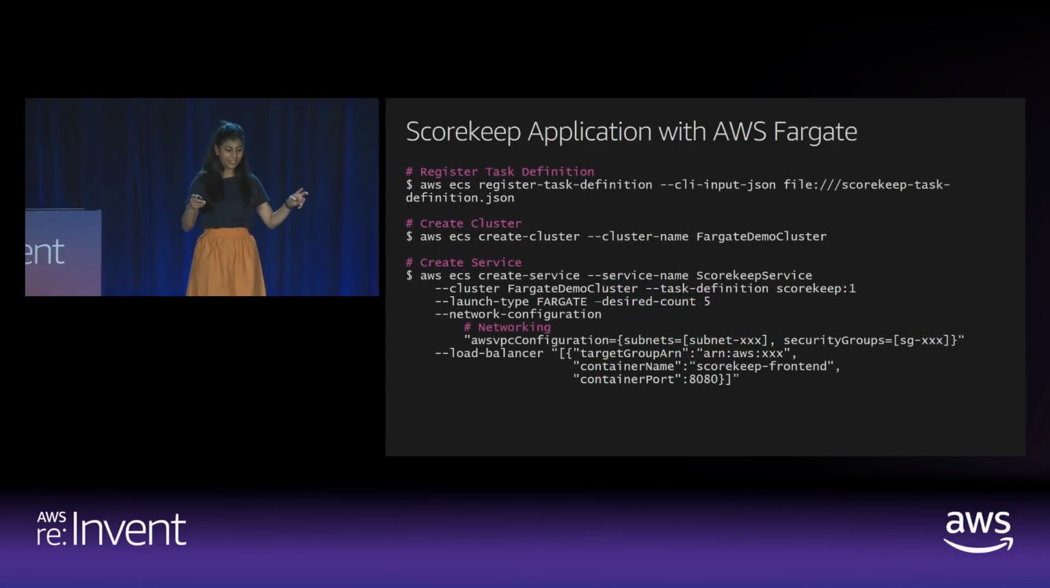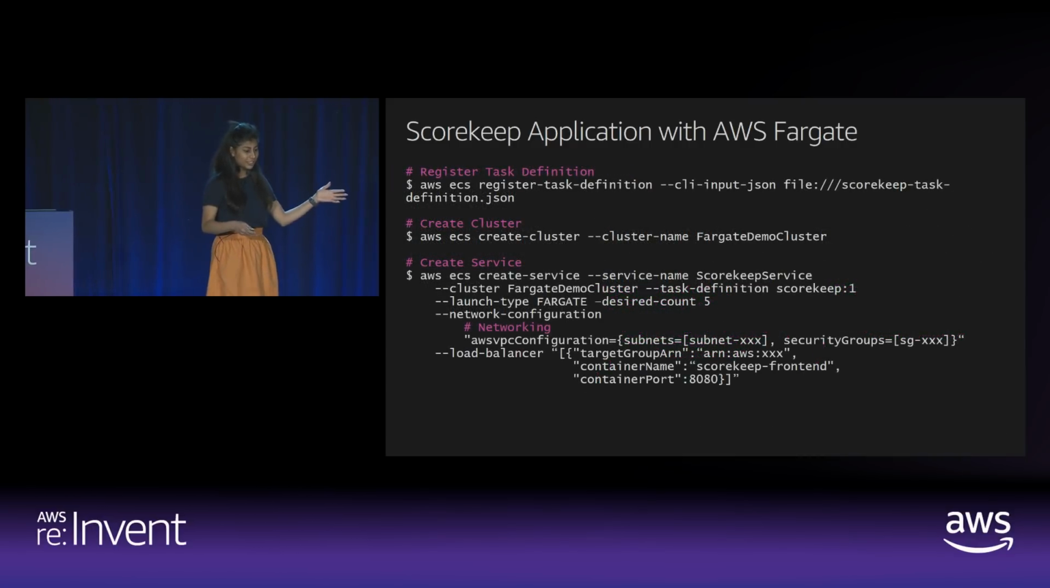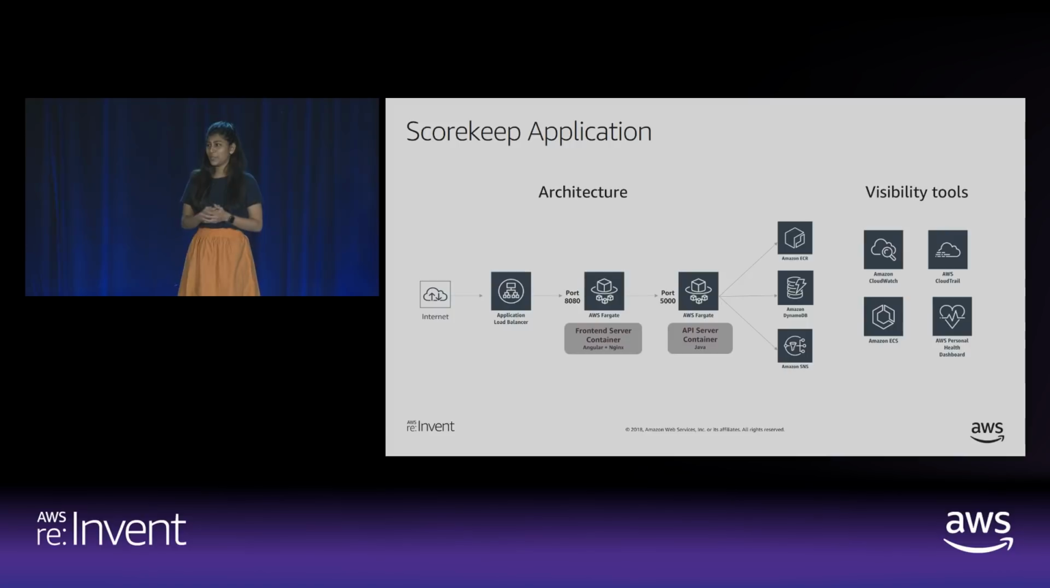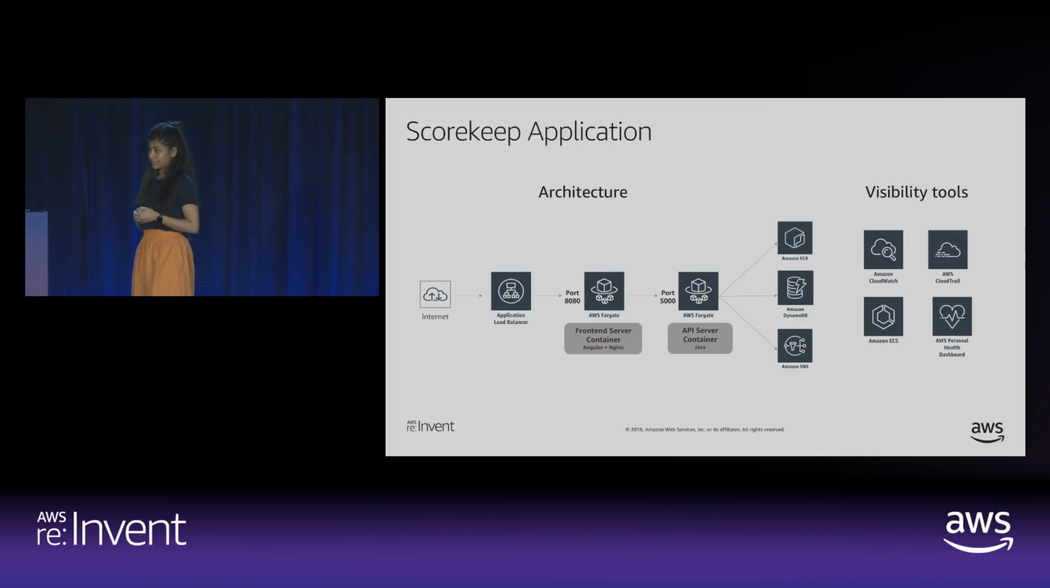So once you have your task definition, you just register the task definition, you create your cluster, and you create a service. And with these 3 steps, you have your application running in the cloud. OK, but is it really running? Yeah, we need some visibility tools for us to know more about the health of the application.